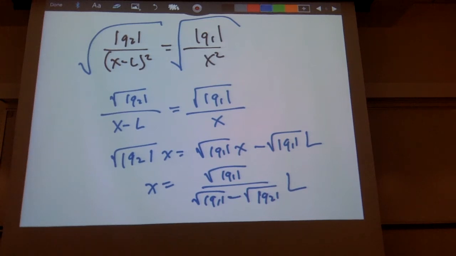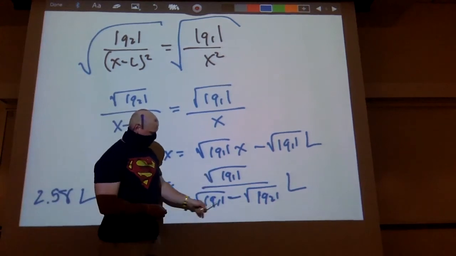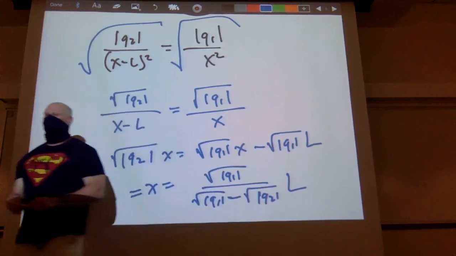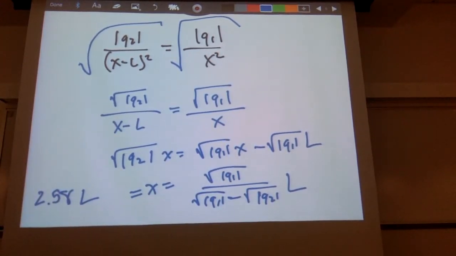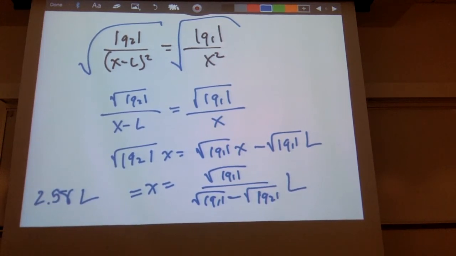Looking at numbers, what we find in this case is this works out to be about 2.58 times the length of L. So that's using the fact that this one is 8, and then this one was what? 3, right? Yeah. Not too bad.